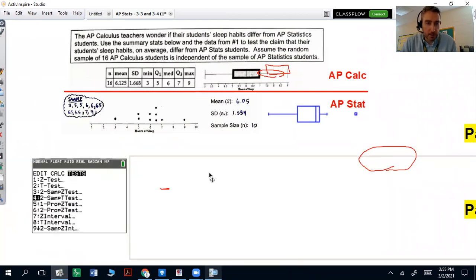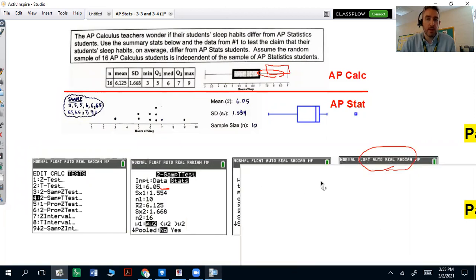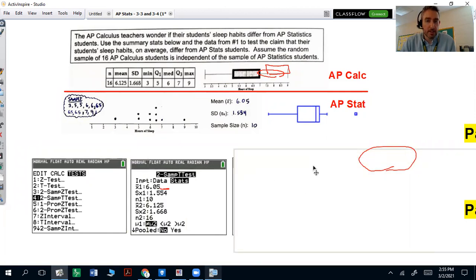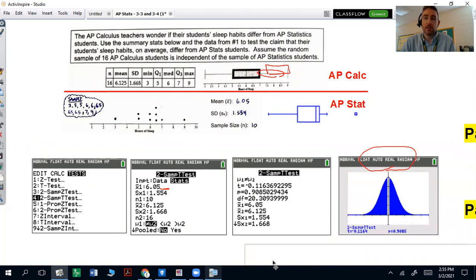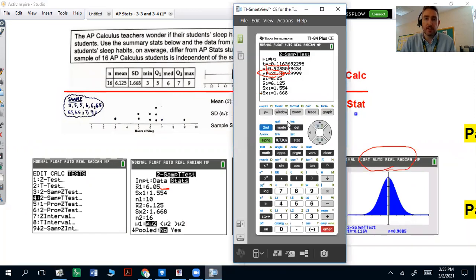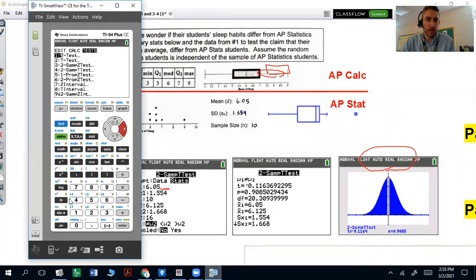So you're going to do a two-sample t-test. You're going to enter your statistics in. It doesn't matter if you've done the statistics first, then the calculus, or vice versa. You'll still get the same result. You go to two-sample t-test and go down to calculate. And if you want, you can go down to graph, and you can see, let me do that. And move this out of the way. Everything else being the same.